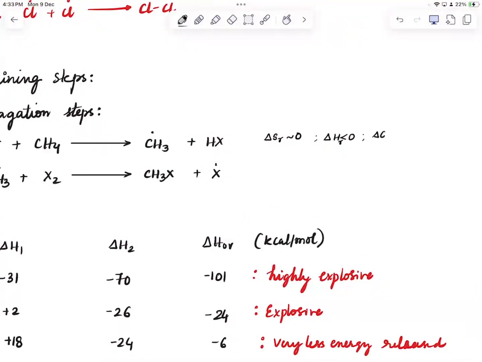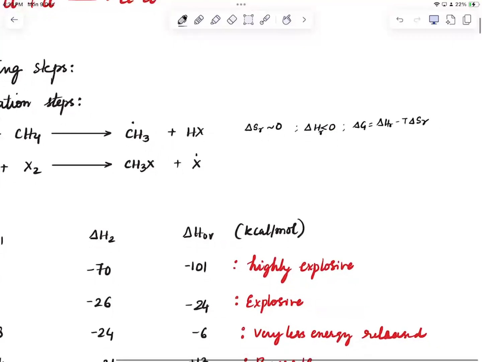And what will be delta G? Delta G will be equal to delta H of the reaction minus T delta S of the reaction, correct? So you can clearly see that this factor is negligible now because it is almost zero. So delta G mainly depends upon which factor? Delta H only. So if delta H is more negative, that makes delta G also become more negative, and that's how it becomes more spontaneous.